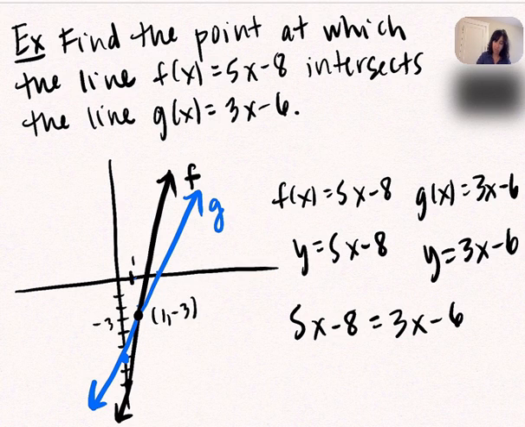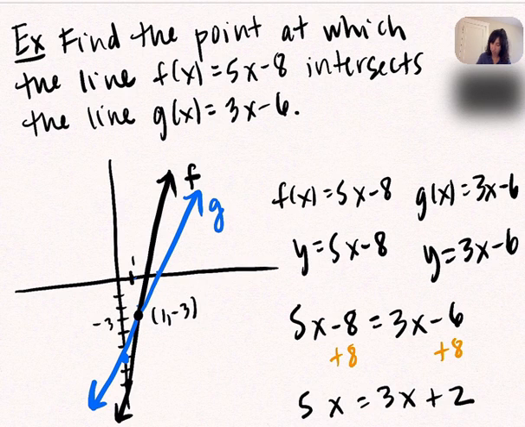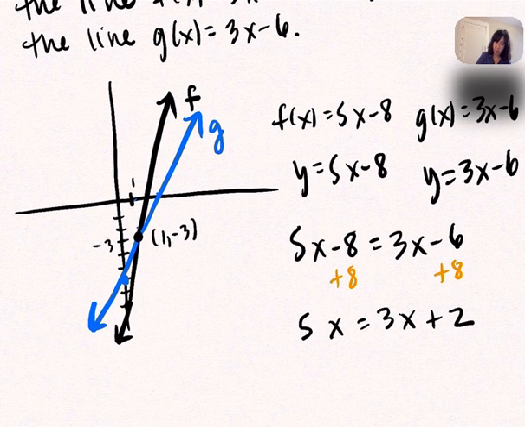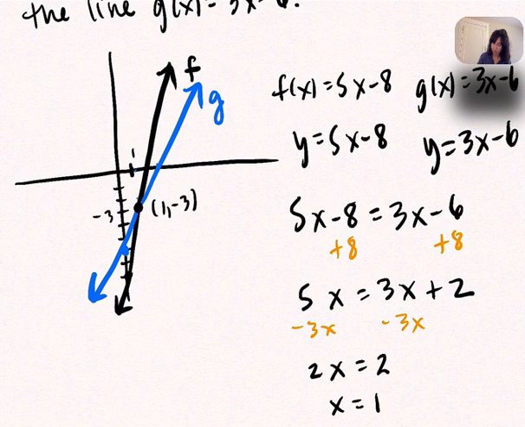If I add 8 to both sides here, I get 5x equals 3x plus 2. And then if I subtract 3x, I get 2x equals 2, or x is equal to 1. This is exactly the 1 that you see in this picture where the two graphs cross each other.